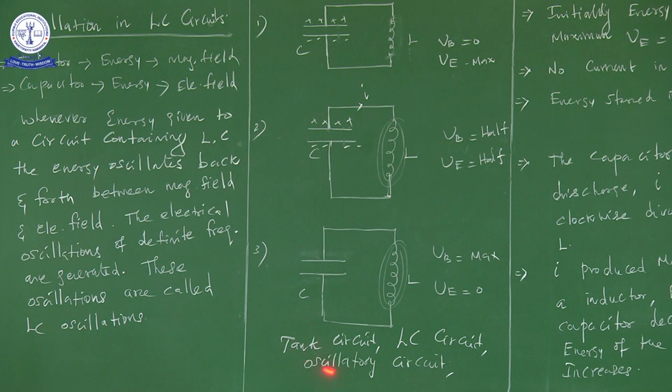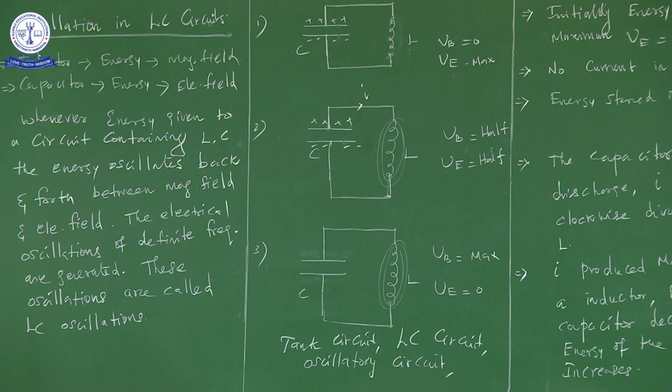The another name of LC circuit is tank circuit or LC circuit or oscillatory circuit. So this is very important, these are the various names of the LC circuits. So first of all LC, L is nothing but inductor, I hope you already know. C is nothing but capacitor. So when connected in parallel, the energy is transferred from the capacitor to inductor and vice versa. Vice versa means inductor to capacitor.